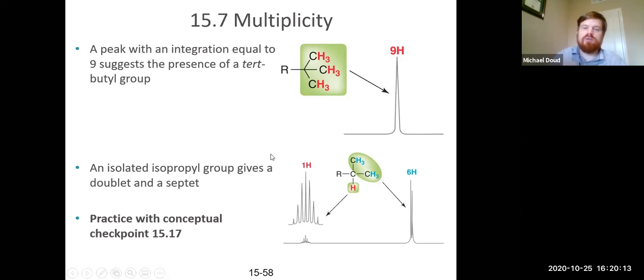Isopropyl groups have a really cool signal. If you have an isolated isopropyl group, you get a doublet that integrates to 6 protons, because you have your terminal methyl groups split by the hydrogen on the first carbon of the isopropyl group. And then this one, because it's split by 6 chemically equivalent protons, ends up as a septet. It gets even more complicated, obviously, if there are more protons over here, but it's just kind of fun to look at.